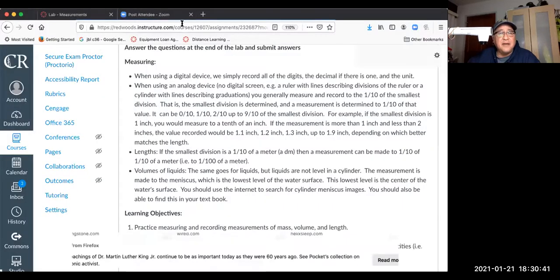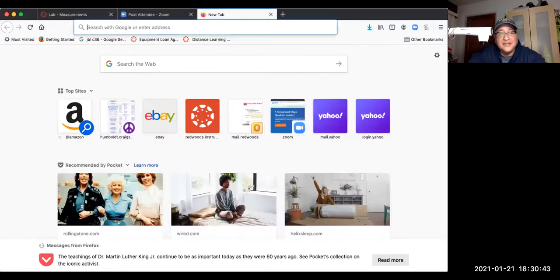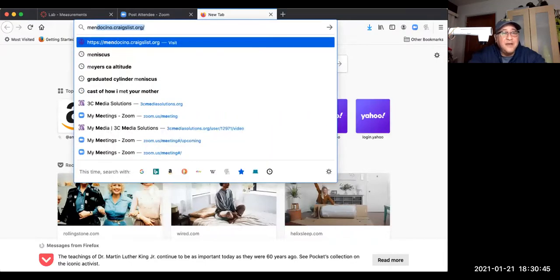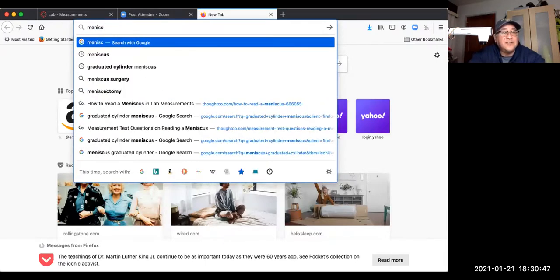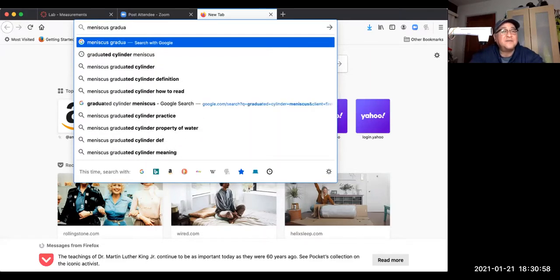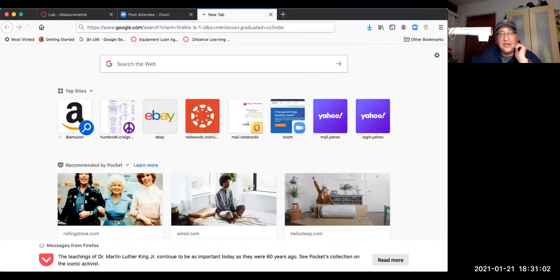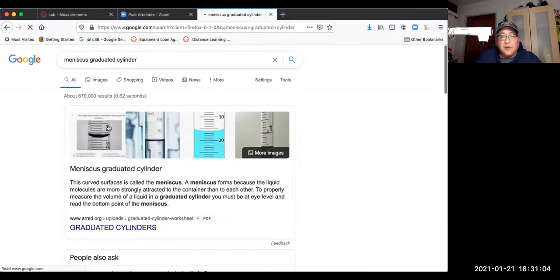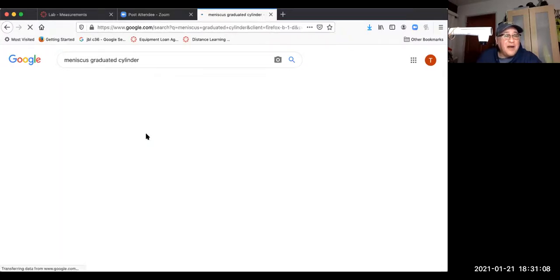And I'm going to type in meniscus, and I'm not going to make the mistake of typing in only meniscus, because if I do that, we're going to see a bunch of knees and the meniscus on the knee. So I'm going to put graduated cylinder because that helps a whole lot. And here we're going to see some images of graduated cylinders and the meniscus. So I'm going to choose this guy right here.